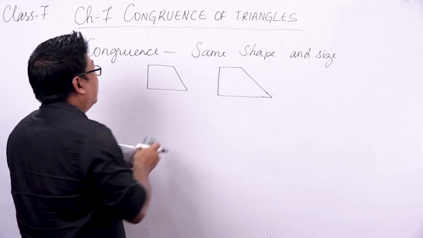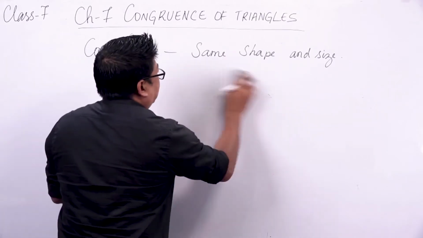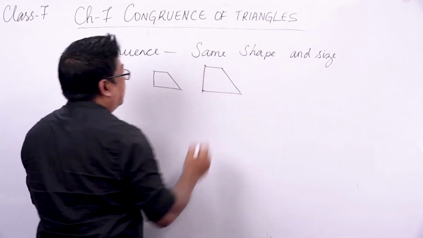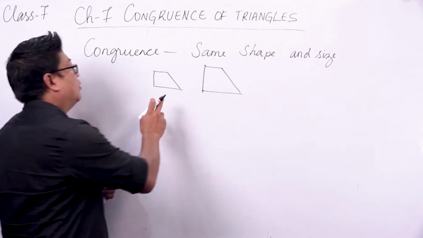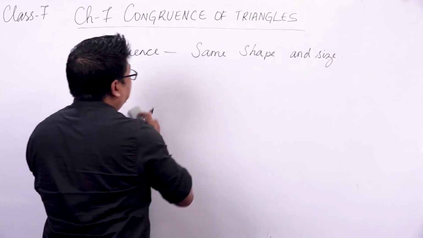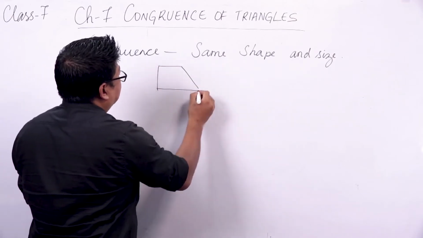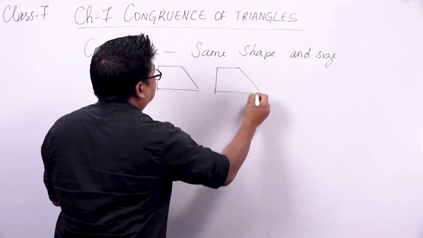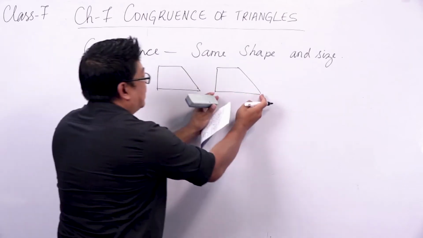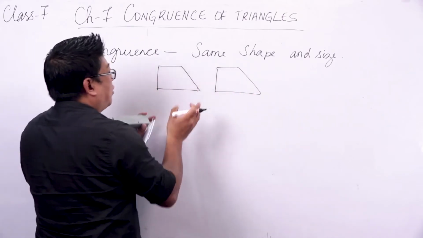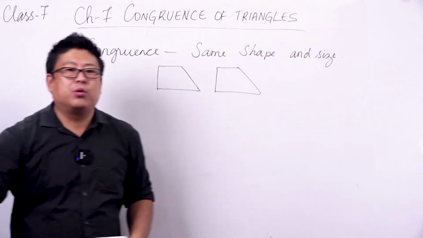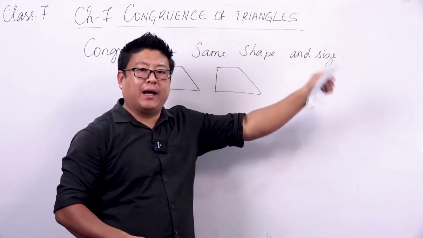Now if I draw something like this, then they are not congruent because this is smaller than this. They are not the same. But if I draw the same shape, same size, let's assume that they are of the same size, when you can take this and put it on top of this and it will look the same, they are called congruent. So congruence simply means same shape and size.